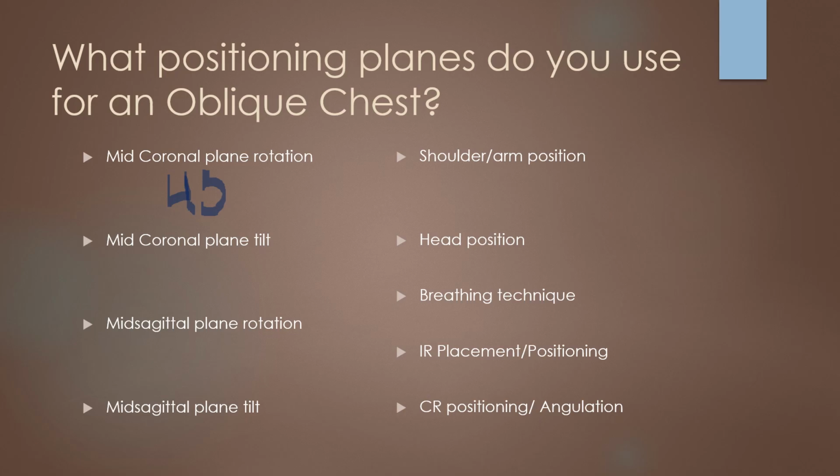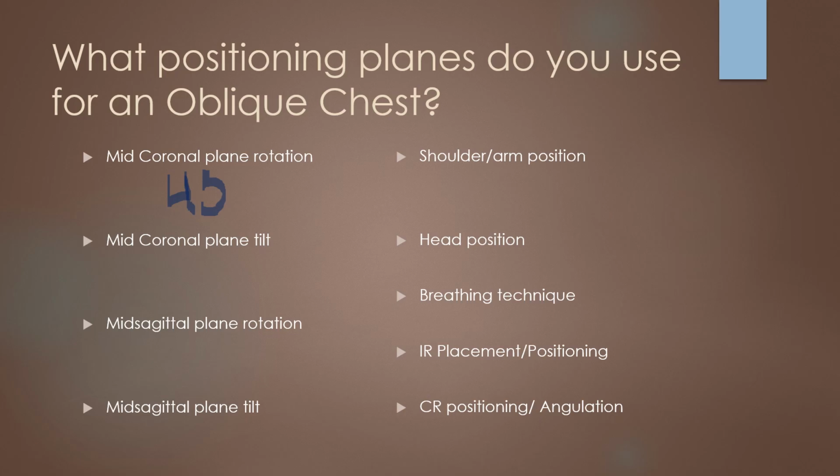IR placement, this can be variable depending on if you're looking at ribs above or below the diaphragm, but if we're just considering a general chest oblique, you'd maintain that IR placement about an inch above the patient's shoulders. If you're doing above the ribs, you're going to maintain that same placement. If you're doing below the ribs, you're going to put the bottom of your IR at the inferior costal margin.